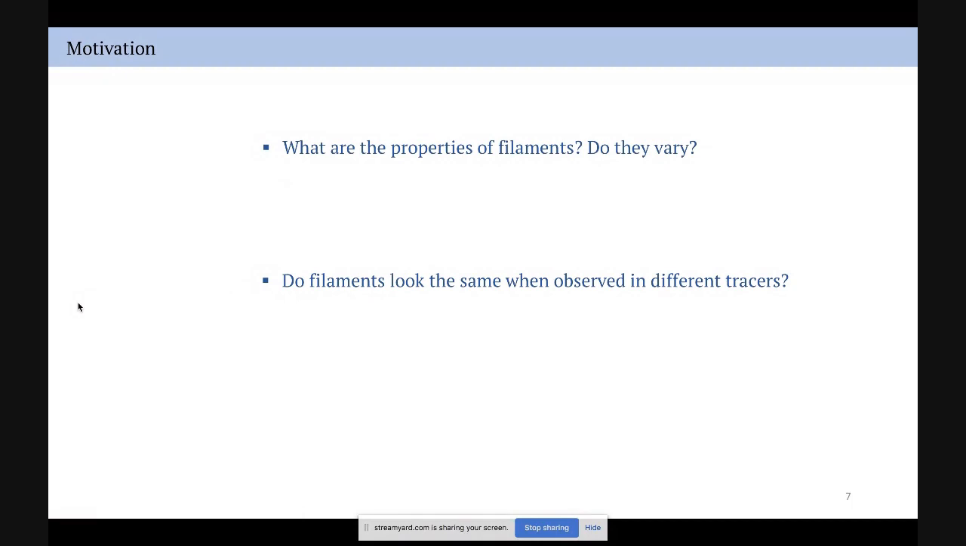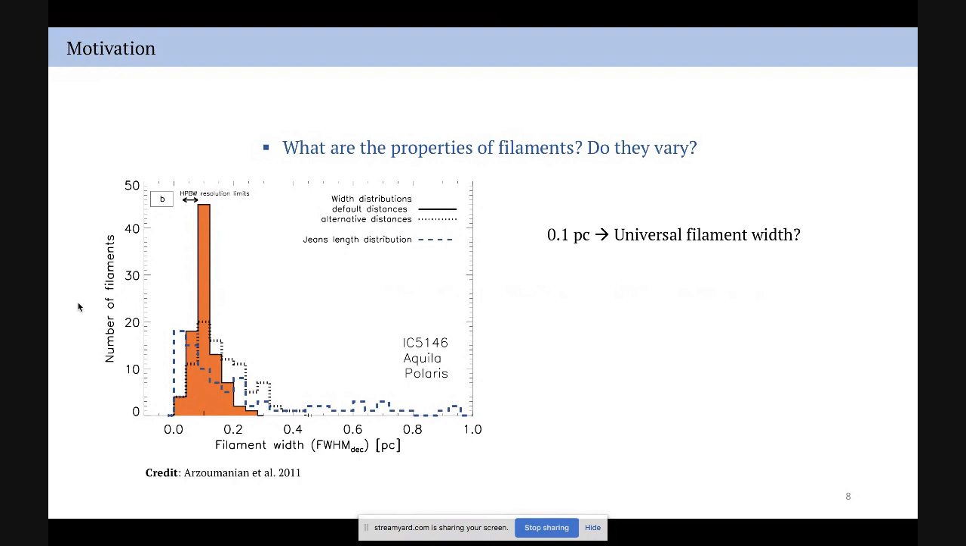So in this particular talk, I will be focusing on two important questions in the context of the Orion A molecular cloud. The first one is, what are the properties of the filaments in Orion A and do they vary? And the latter is, do filaments look the same when observed in different tracers? This first question is motivated by the fact that this particular plot exists.